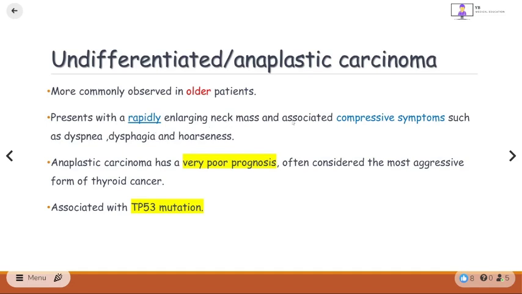It grows very rapidly. And it's associated with compressive symptoms because when it grows rapidly, it can go to the trachea, to the esophagus, leading to dyspnea, dysphagia, and hoarseness, right? It can grow backwards. And it has very poor prognosis since it's very rapid, large, so it can metastasize easily. And it's the most aggressive form of thyroid cancer, just like small cell carcinoma of the lungs. And what mutation is associated with it? TP53, which is the policeman of the cell, right?